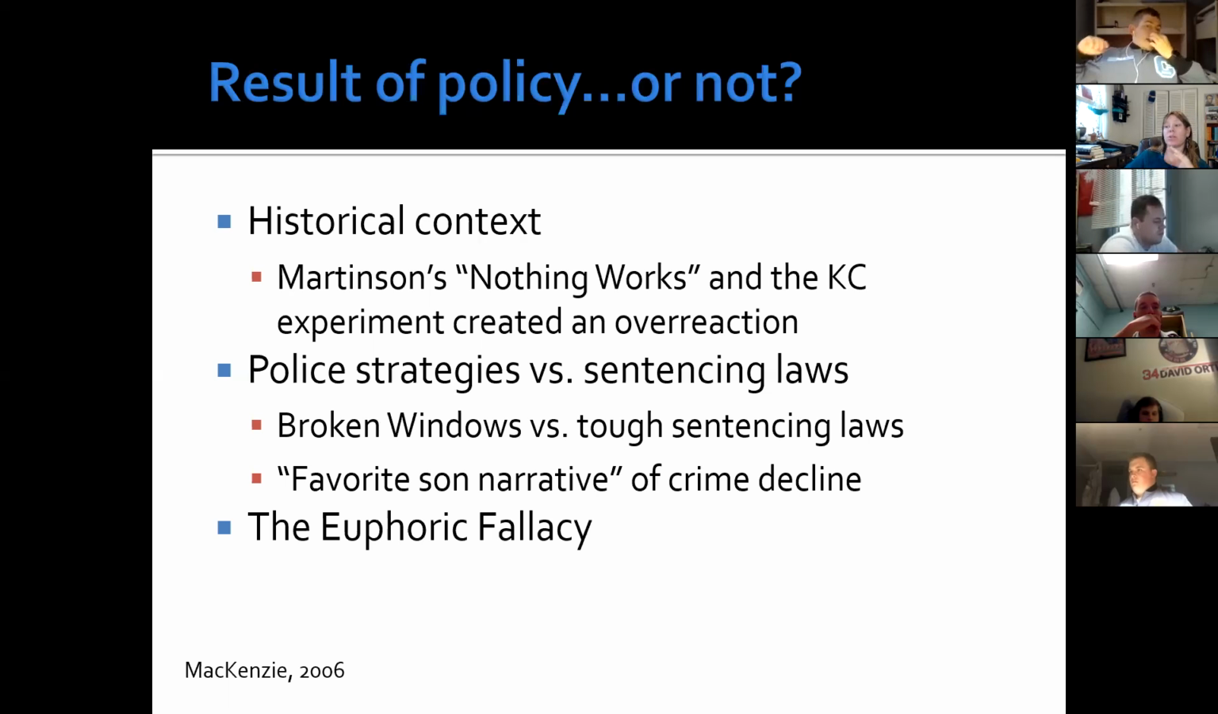A term I want to introduce you to is the euphoric fallacy. The euphoric fallacy is the temptation to assume that crime declines are caused by policy. So all of these people that were coming up saying it was my policy that caused this crime decline were committing the euphoric fallacy, which is the temptation to assume that crime declines are caused by policy.